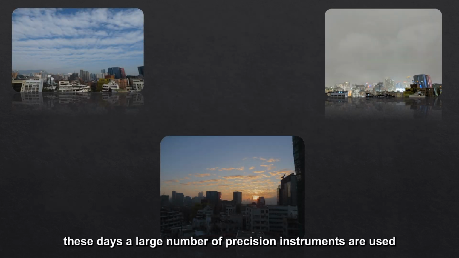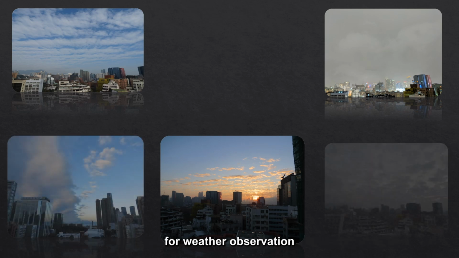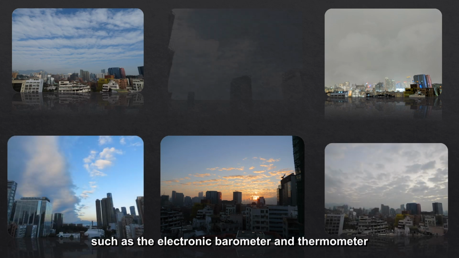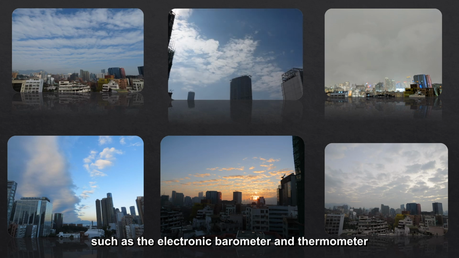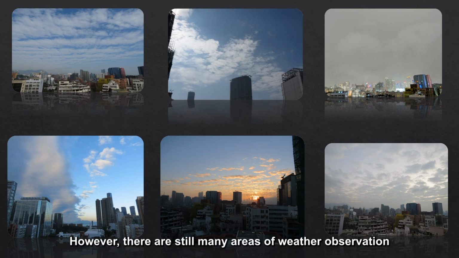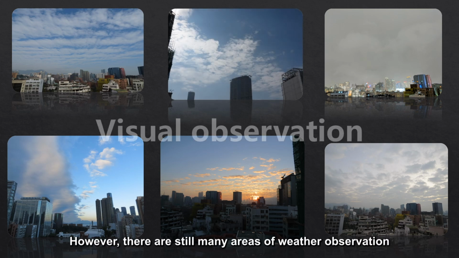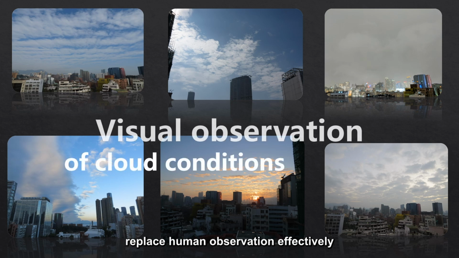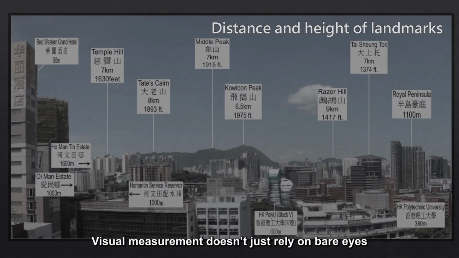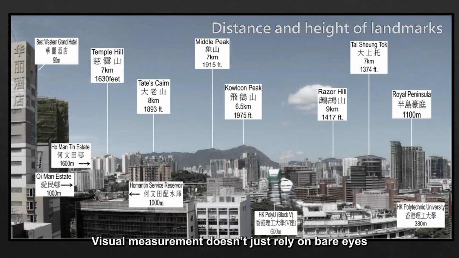First off, we need to understand that these days a large number of precision instruments are used for weather observation, such as the electronic barometer and thermometer. However, there are still many areas of weather observation where instruments can't totally replace human observation effectively, and cloud observation is one. Visual measurement doesn't just rely on bare eyes, but requires a lot of preparatory work.